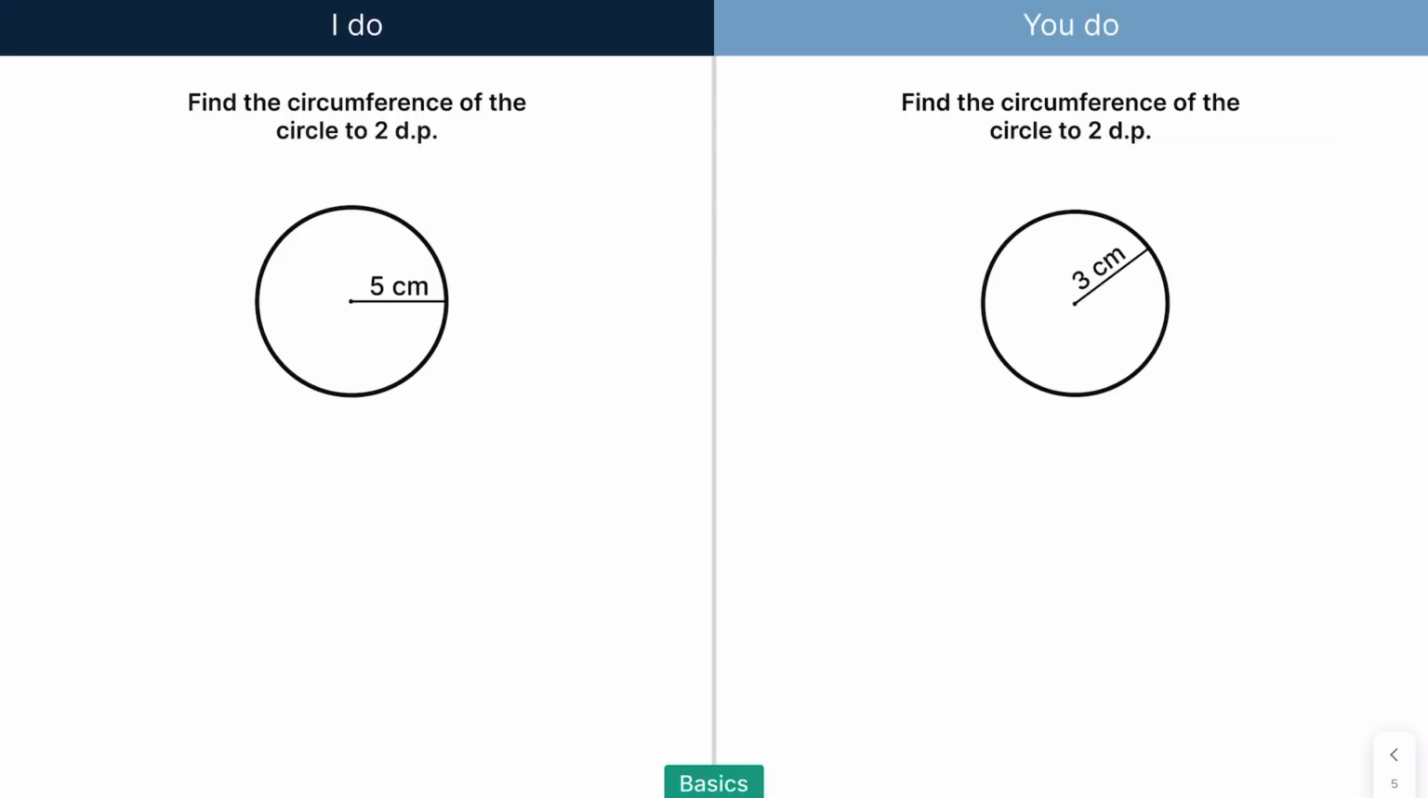area of a cylinder. So to make my videos work, I'm going to do the example on the left, which is I do. You are then going to press pause and I've got the example on the right, which is you do. And at the bottom of the slide, you can see the type of example it is.